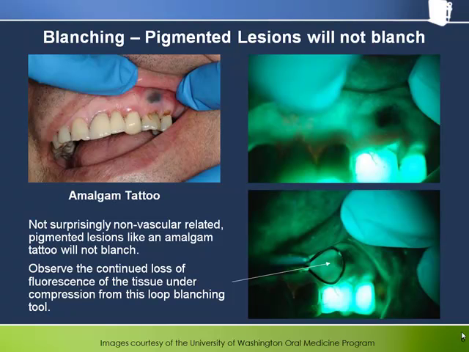This is an amalgam tattoo, a type of pigmented lesion. Given our discussion about how and why blanching occurs, it should be quite clear that a pigmented lesion will not blanch. The pigmented material does not reside, like the blood, in the vasculatory system where it's mobile. Thus, it cannot be moved out of the way using diascopic pressure.